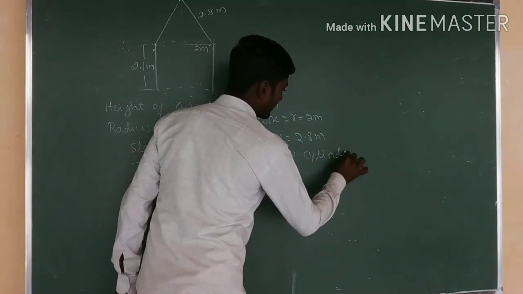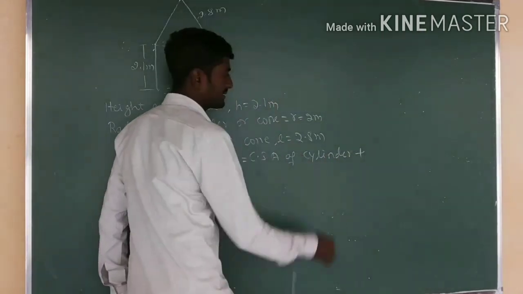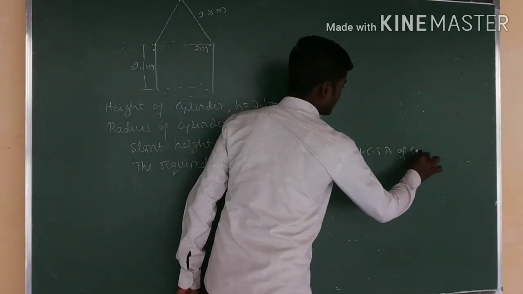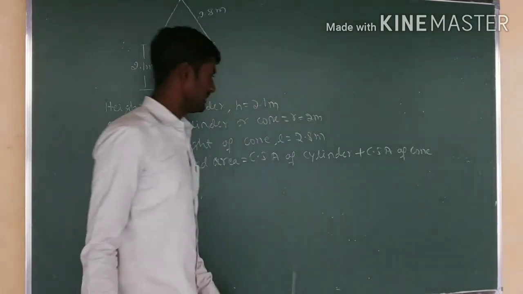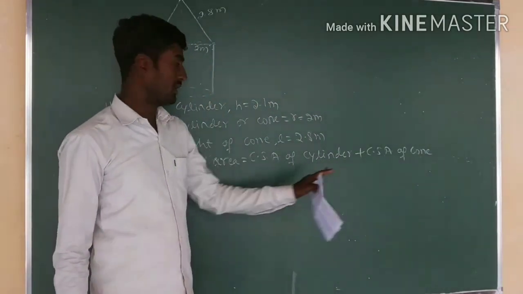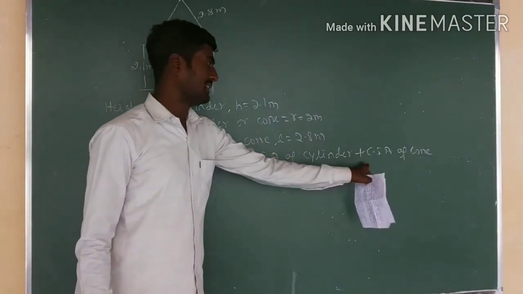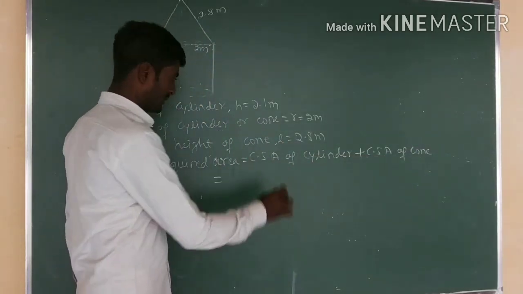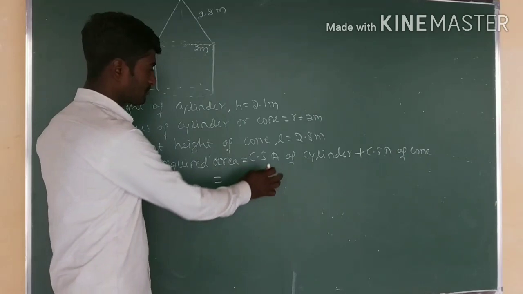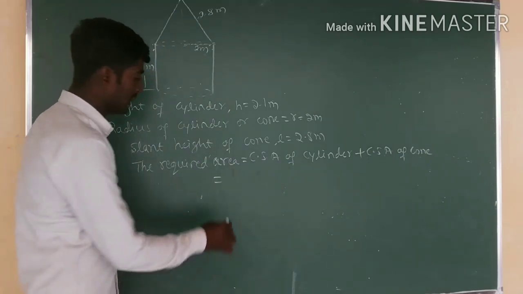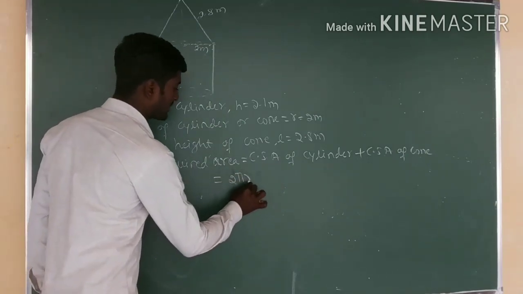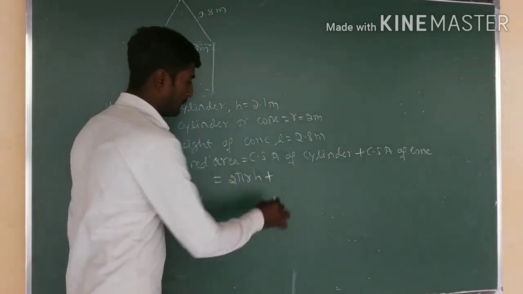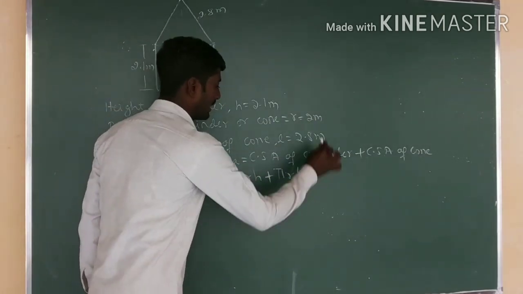Cylindrical part or cylinder, plus CSA of cone it is. CSA of cylinder plus CSA of cone, or CSA of cylindrical part plus CSA of conical part, I can write. Now this is equal to, let us write the formula. CSA of cylinder, that is 2 pi RH, plus CSA of cone, that is pi RL.